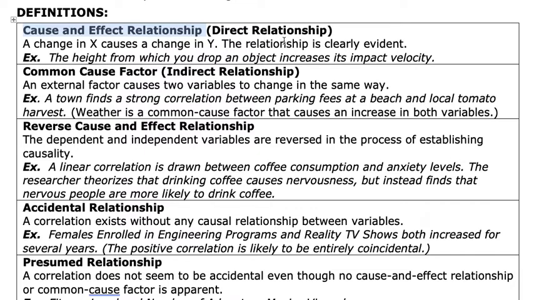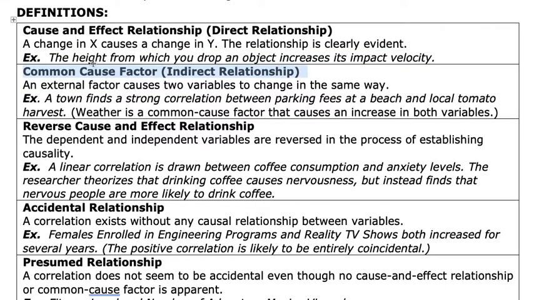The relationship is clearly evident, and this example is a physical process which is very clearly evident. So, example, the height from which you drop an object increases its impact velocity. So we know that a falling object accelerates at 9.81 meters per second every second. So the higher that you drop it from, it's going to directly affect its impact velocity. So this is a cause and effect relationship between the two.